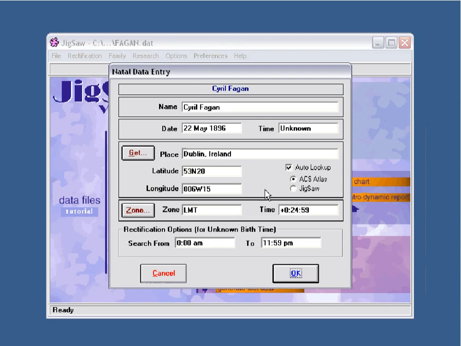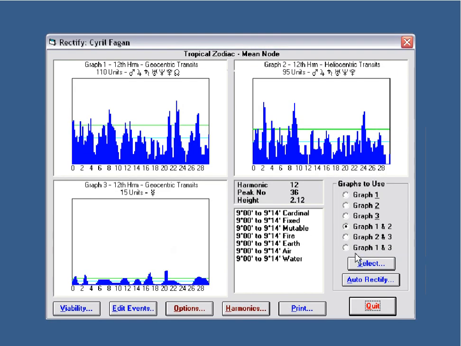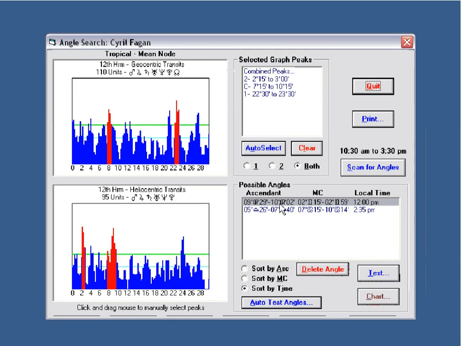If Cyril came to us and said, look, I was born somewhere between mid-morning and mid-afternoon, then we could say, all right, between 10:30 and we can change this to 3:30 p.m. We could then do the rectification, as I've said. And look, we only have 2 possible options. One is his birth time and one is a time later. So that also makes your job considerably easier.